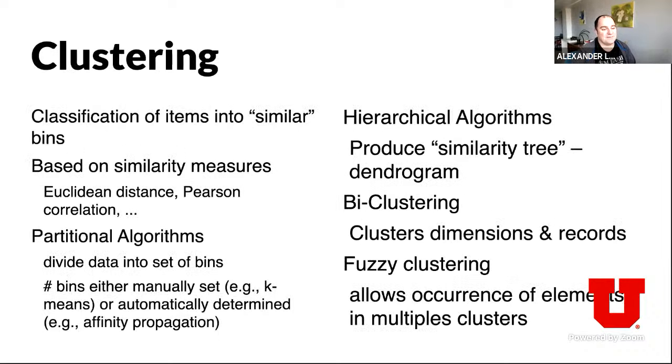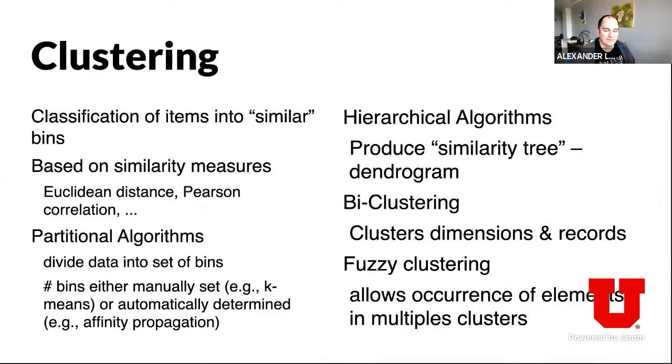So what is clustering? It's classification of items into similar bins. And what does similar mean? Well, we use some kind of similarity measure, and there are plenty of them. There are Euclidean distances, Pearson correlations, Manhattan distances, Chebyshev distances, and so on. So you can come up with all kinds of different distance measures. Depending on the data type, some might make more sense than another.